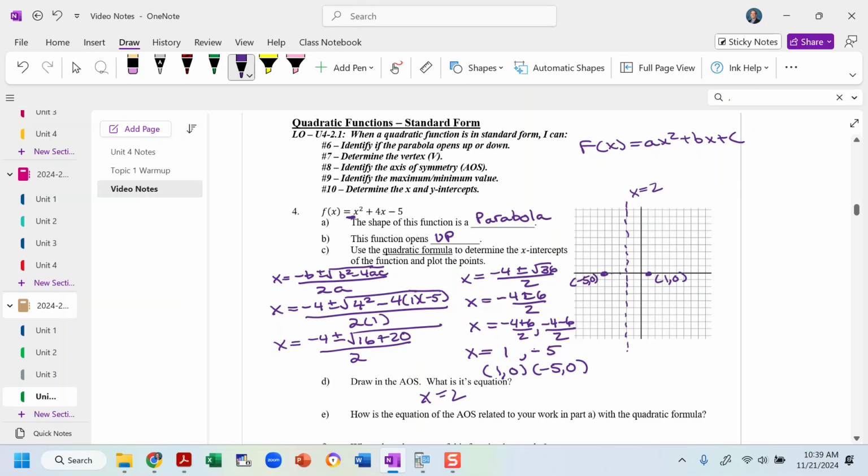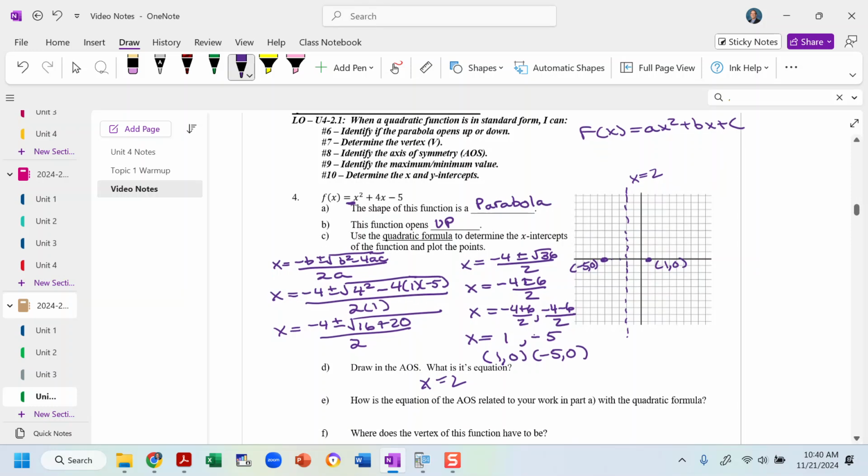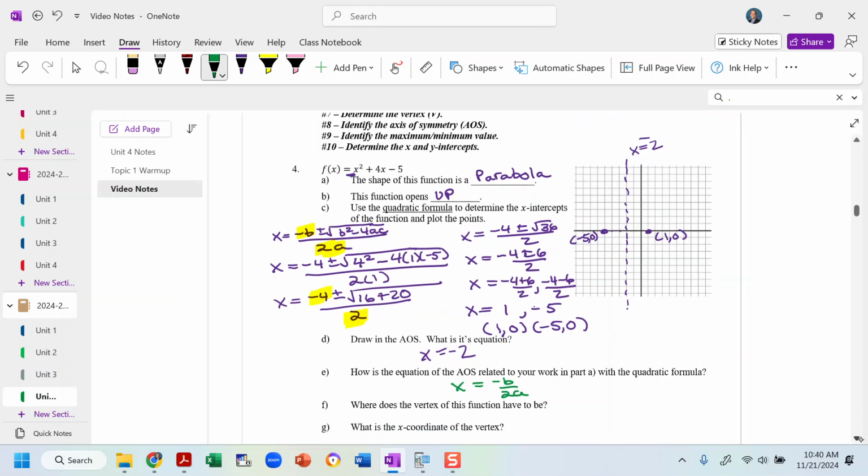How does that relate to the quadratic formula? Well, notice, or sorry, negative 2. It's not positive 2, it's negative 2. How does that relate to the quadratic formula? Well, notice that negative 4 over 2 is negative 2. So basically, in the quadratic formula, the vertex is the negative b over 2a part. So that is your axis of symmetry.